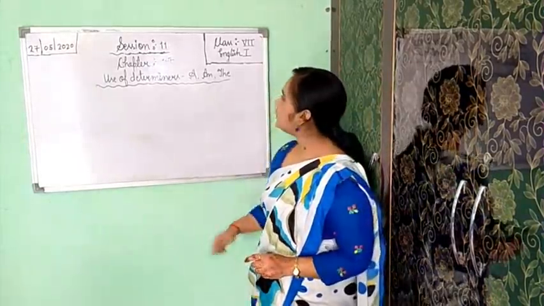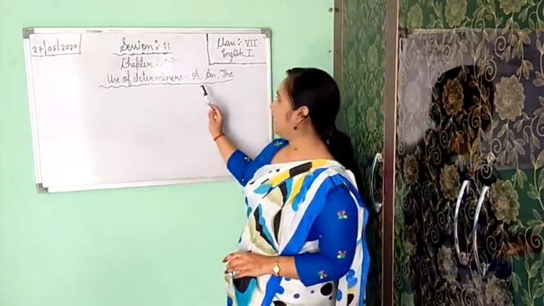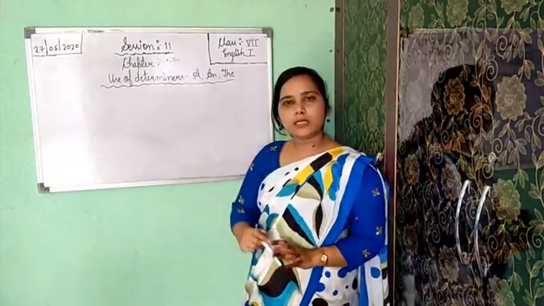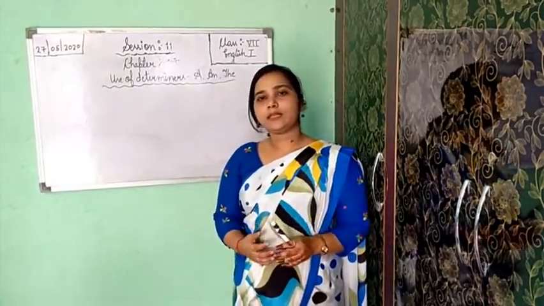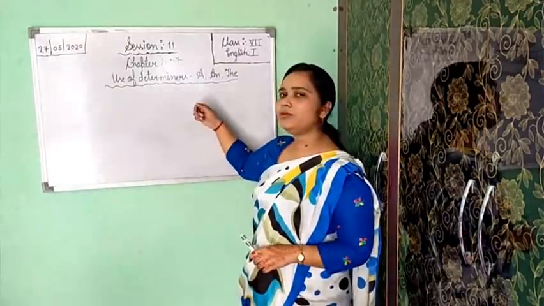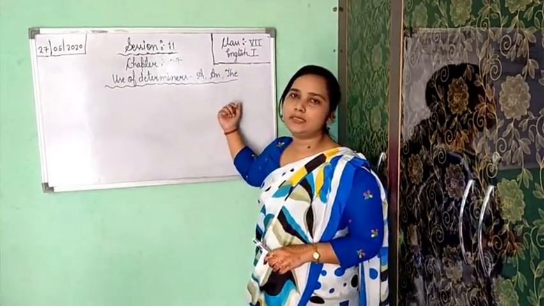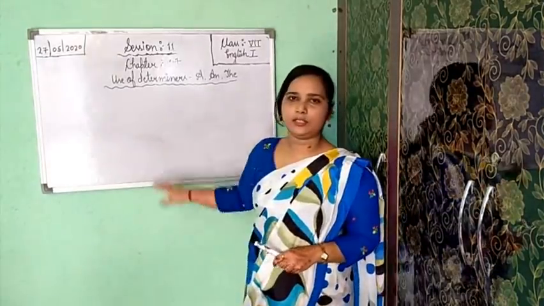Okay. So today we are going to start chapter 4, use of determiners a, an and the. In this chapter I will tell you what is a determiner, what are the kinds of determiner, and where you will use a, where you will use an, and where you will use the. These are the topics we will complete in this session today.